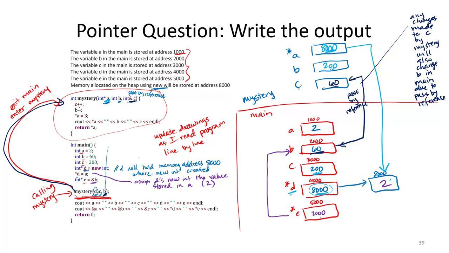First line of code is C++. That is the same as writing C equals C plus 1. So that means this variable C is going to be incremented to 61. But because it's passed by reference, variable B back in main is also going to be incremented to 61. Next line of code, we have B minus minus. So that's 200 equals 200 minus 1. So our variable B is going to be decremented to 199.